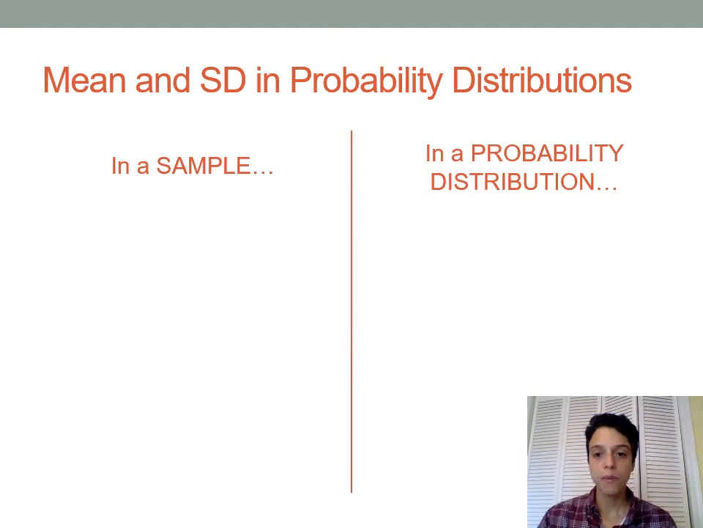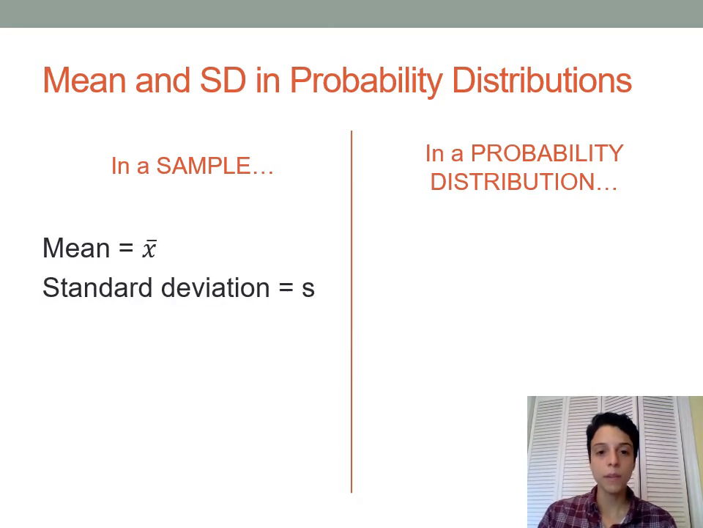So probability distributions can also be described in terms of their mean and their standard deviation. We spent a lot of time over the last couple of weeks talking about how to calculate the mean and standard deviation for samples. And when we talked about the mean and standard deviation in samples, we called the mean x bar and we called the standard deviation s. And we referred to these as sample statistics.